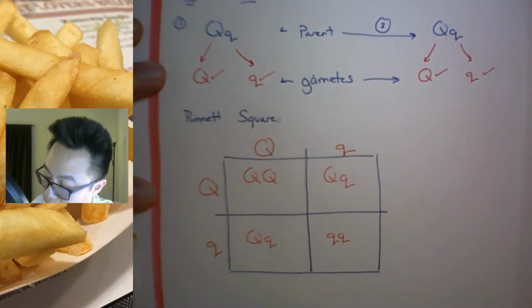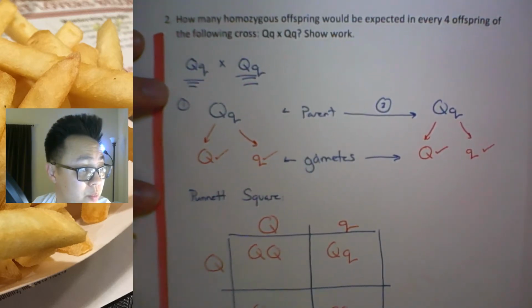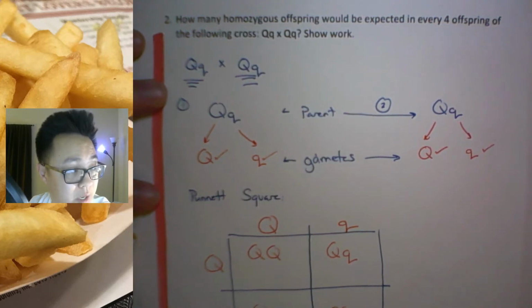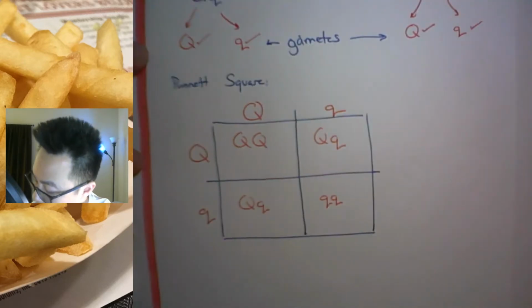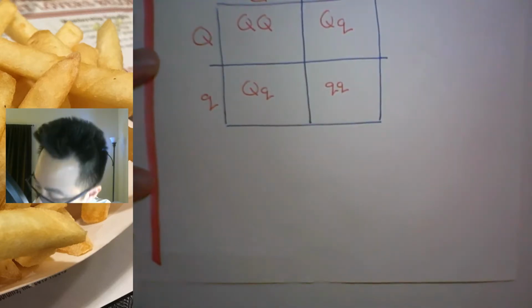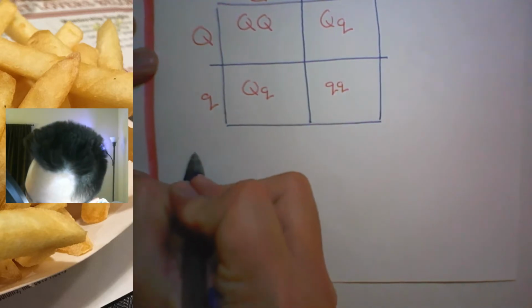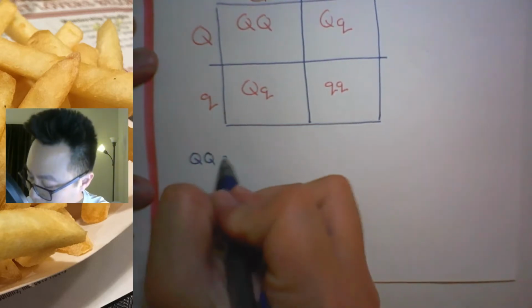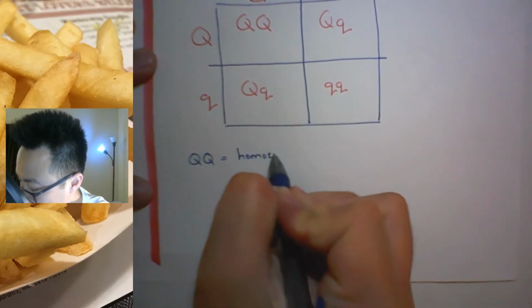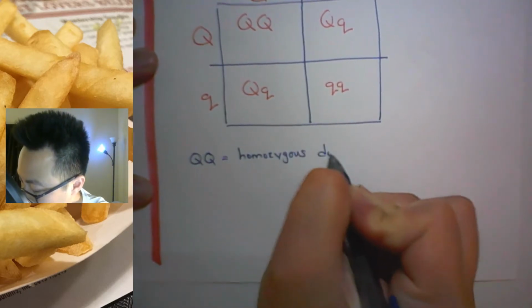All right. So it's asking for every 4 offspring the following, how many homozygous offspring would be expected in every 4 offspring of the following cross? Homozygous, several types. If we're talking about 2 big Qs like this, where Q is generally a dominant allele, this would be known as homozygous dominant.